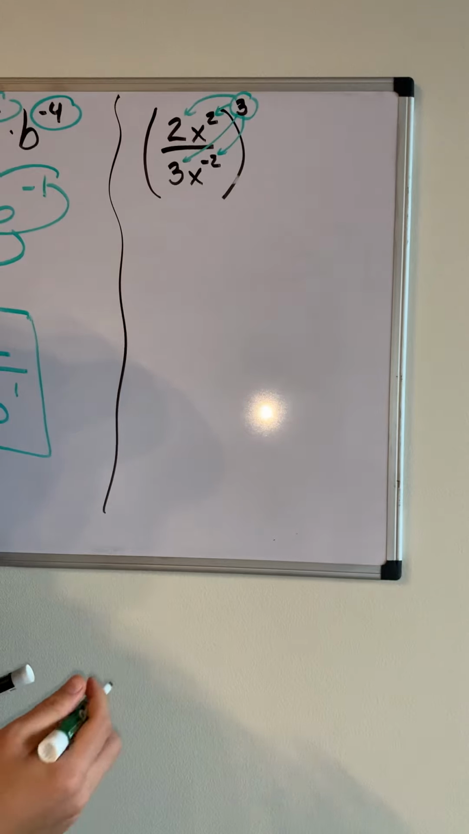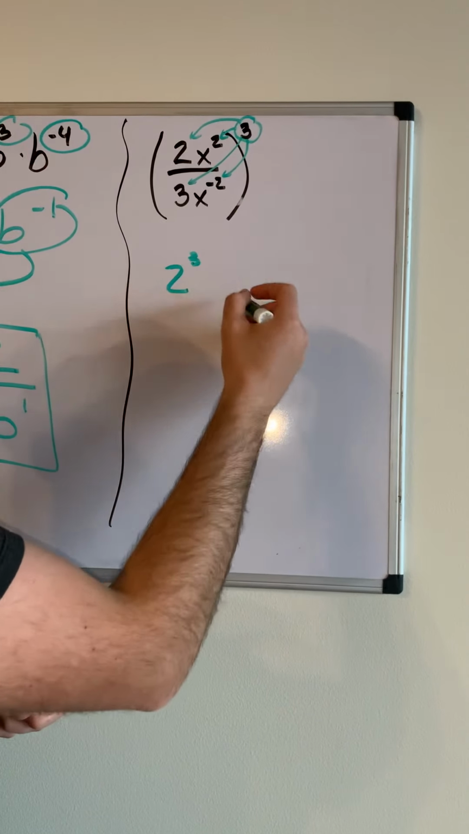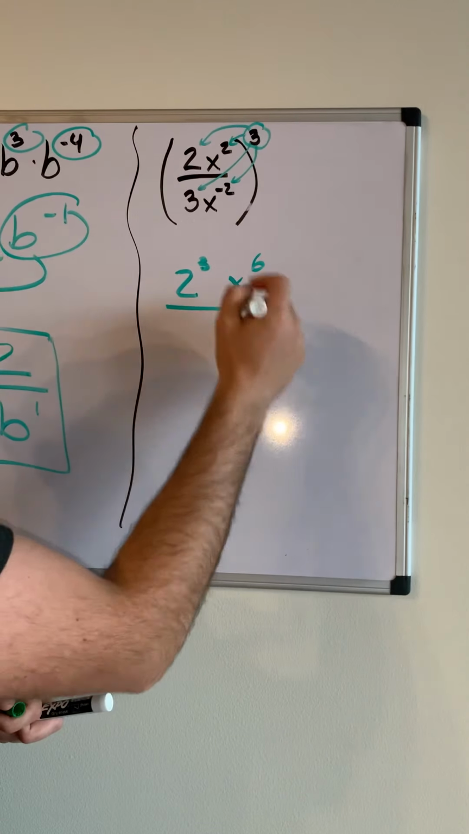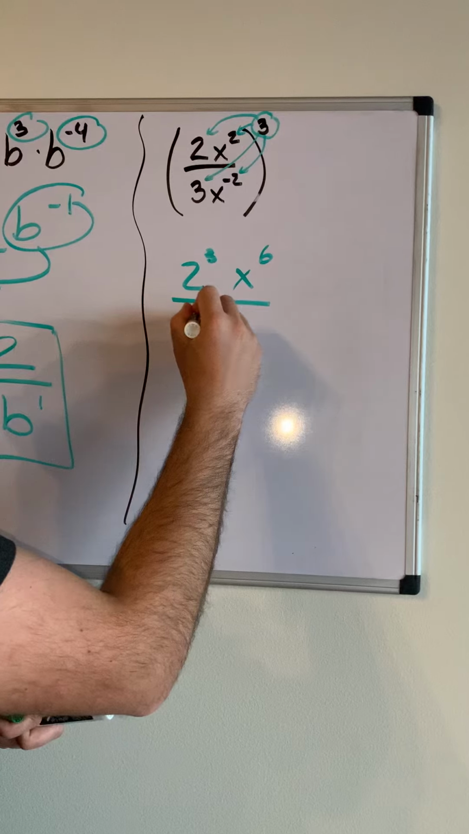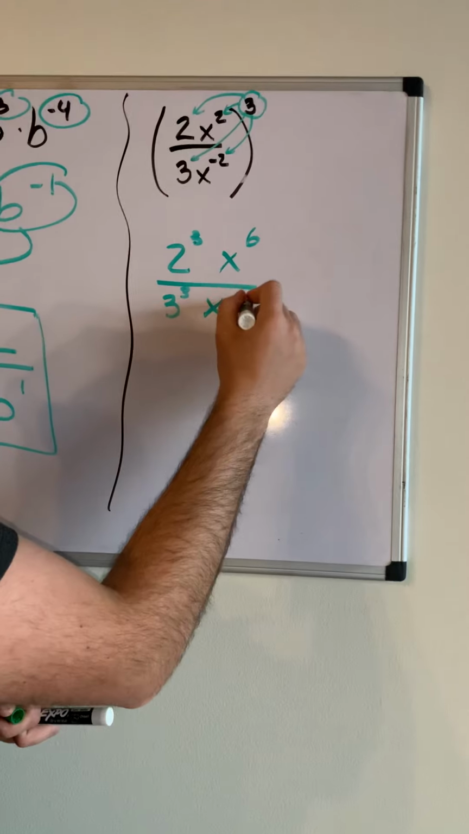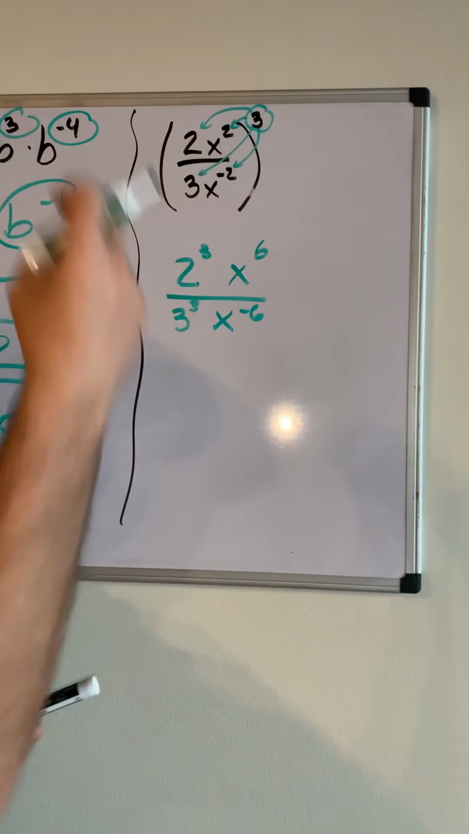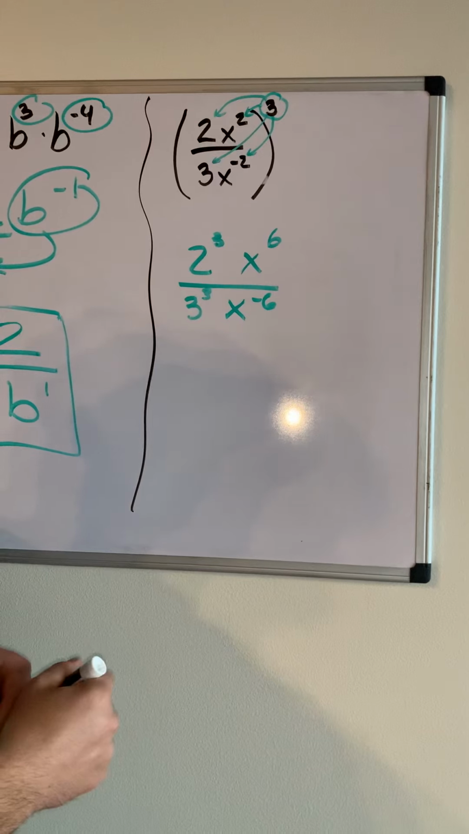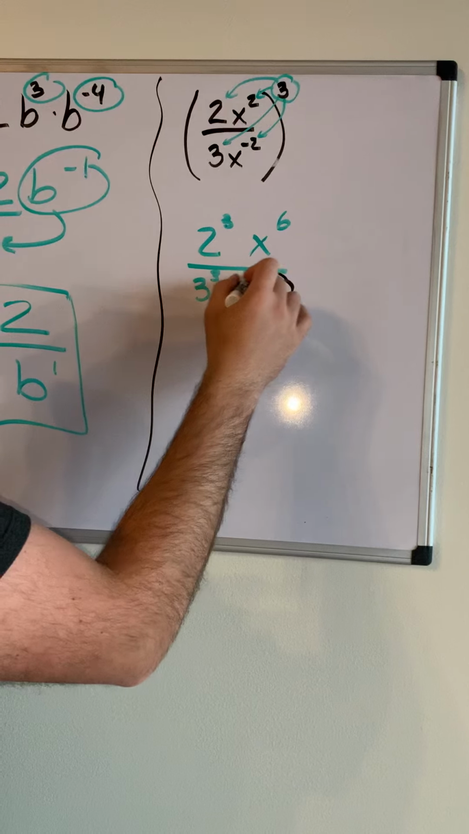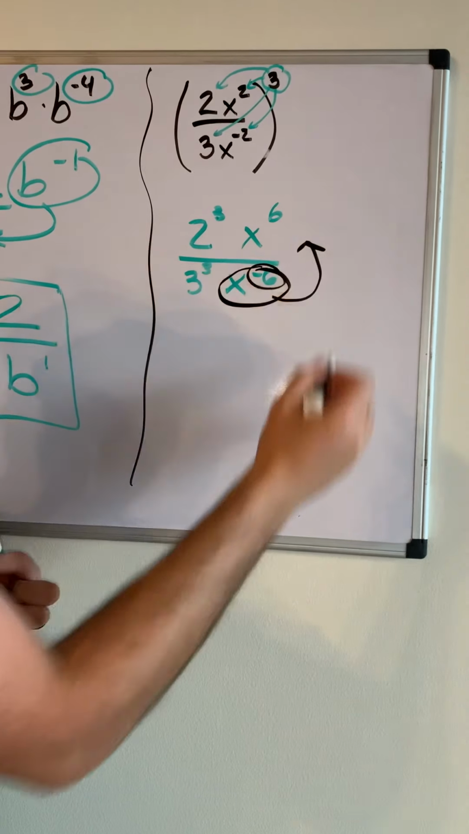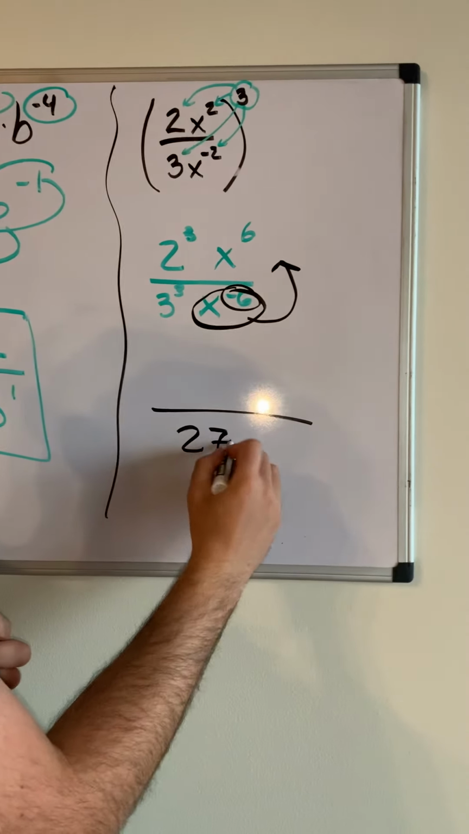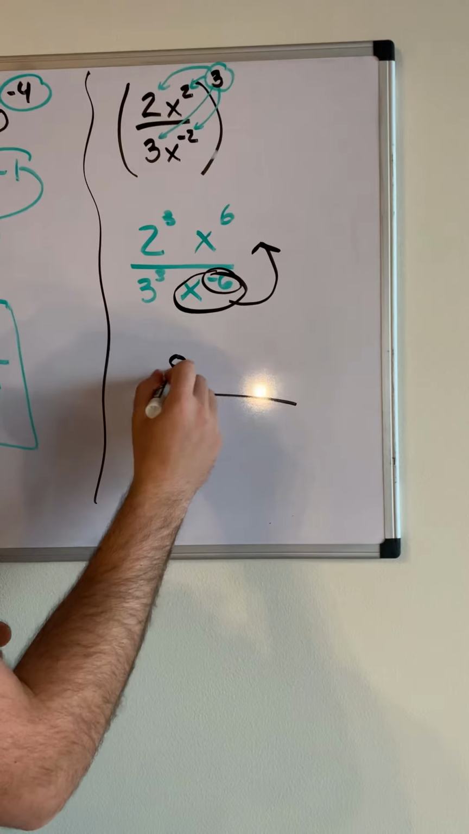and multiply. So this becomes 2 cubed, well, 2 times 3 is x to the 6th, over 3 cubed, and 3 times negative 2 is x to the negative 6, because I'm multiplying a power to a power. Now from here, I can do some rewriting. If this exponent's negative on the bottom, this whole thing comes up top. 3 cubed is 27. 2 cubed is 8.